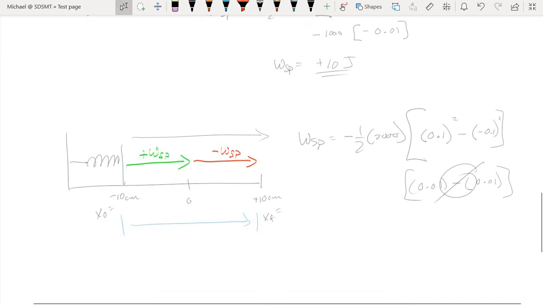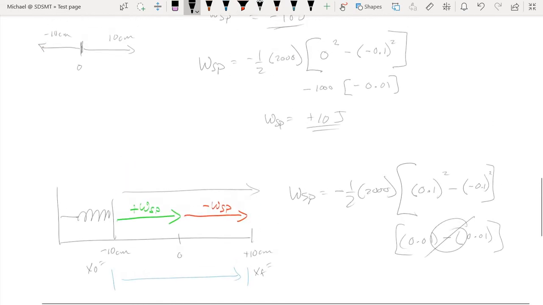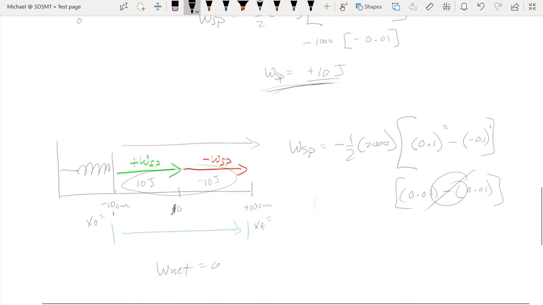So the spring has done a net amount of work equal to 0, getting from negative 10 out to positive 10. That should not be a surprise, because we already know that as the spring returned to equilibrium, we went from negative 10 to 0, and we got 10 joules of work. We also know what happened when the spring went from our equilibrium position out to positive 10. There was negative 10 joules worth of work done, and combined, that is 0.